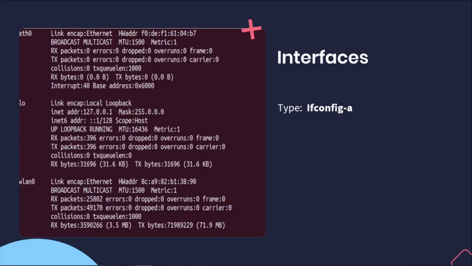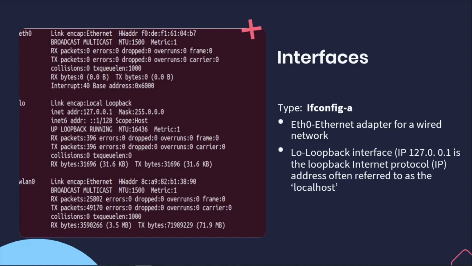The first one is an Ethernet adapter for a wired network. The second one is the Loopback Internet Protocol IP address, often referred to as the localhost. It is used for testing and troubleshooting on an Ethernet interface. The third adapter is for a wireless network.